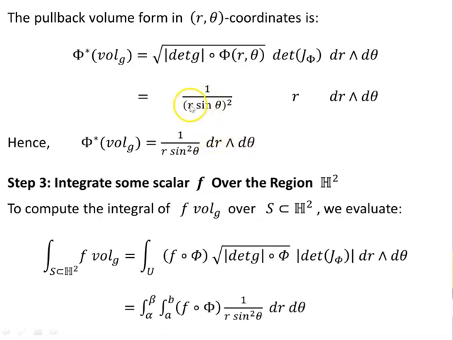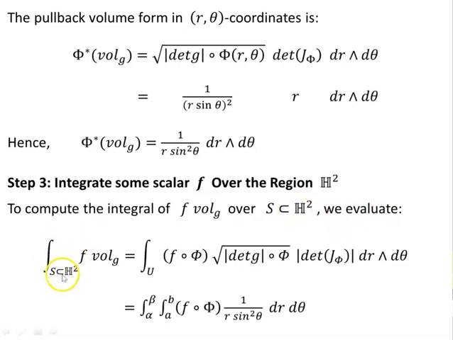Remember there's an r squared here, so one of them cancels out because there's an r here, so we get 1 on r sine squared theta, dr wedge d theta. Now step 3, integrate some scalar function, whatever it is, over the region H2: your energy density, general relativity, whatever the case is. Then to compute the integral of f volume form under G over S contained in H2, the two-dimensional hyperbolic space.